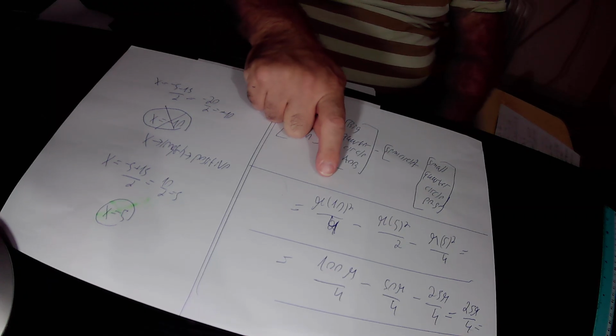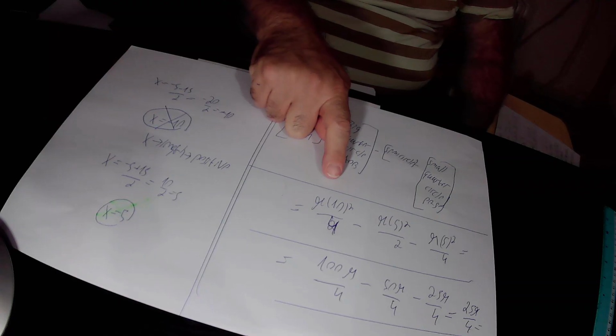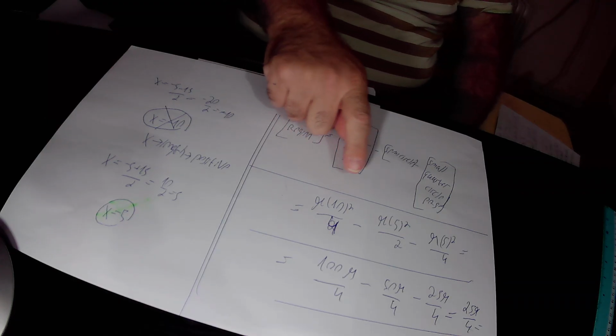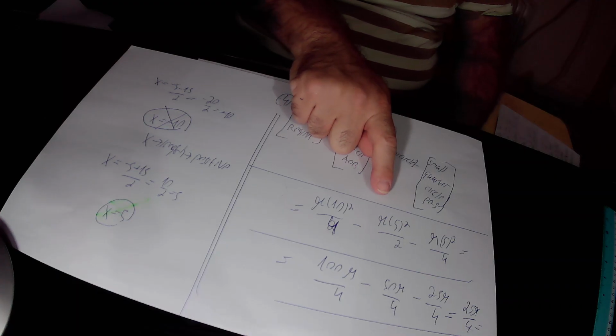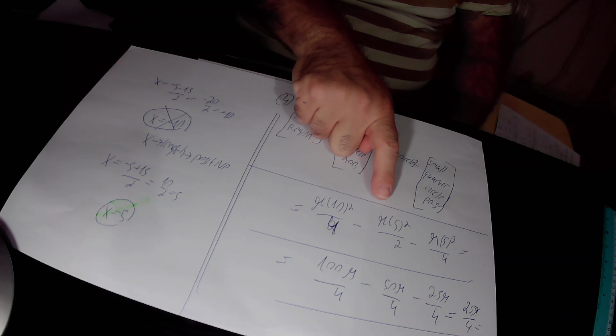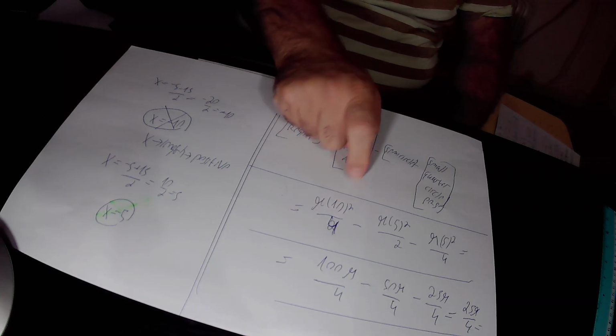So here we have 10 squared is 100, so in total in the numerator we have 100 pi over 4. And here 5 squared is 25, so in total in the numerator we have 25 pi over 2. Here we multiply both the numerator and the denominator of this expression by 2 in order to have a common factor with the other expression.